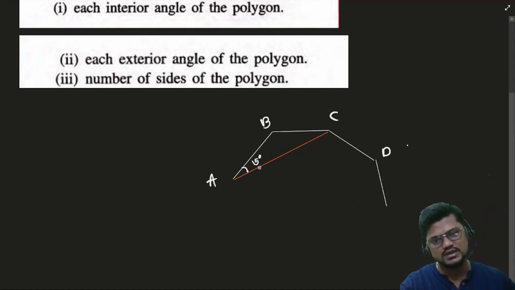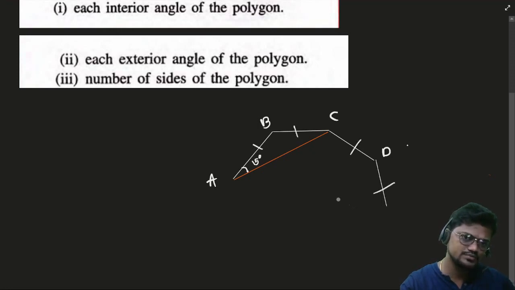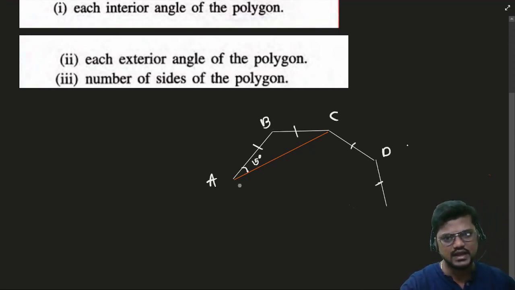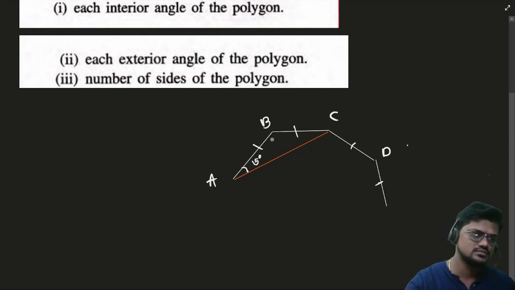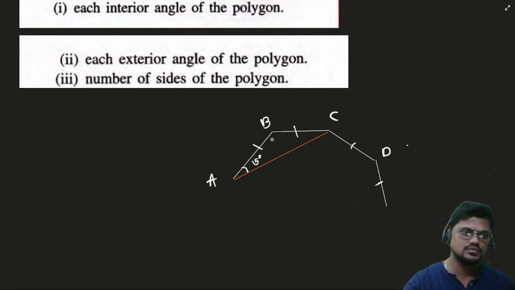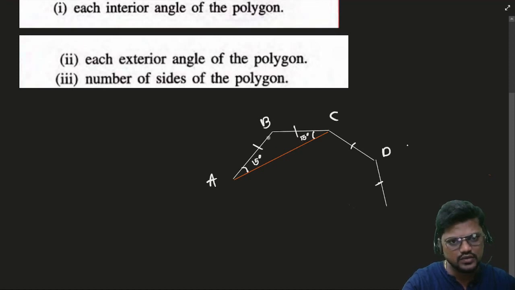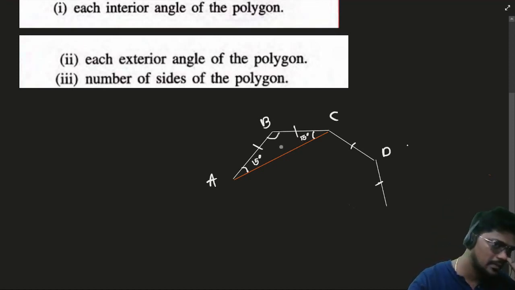Now, I have made it as if this is 15. Now, since it's a regular polygon, all these sides will be equal, no? Yes or no? Now, if all these sides are equal, can I say triangle BAC is an isosceles triangle? Yes, because two sides of the triangle are equal. If two sides are equal, what will be angle BCA then? 15. If this is also 15, what will be angle ABC?